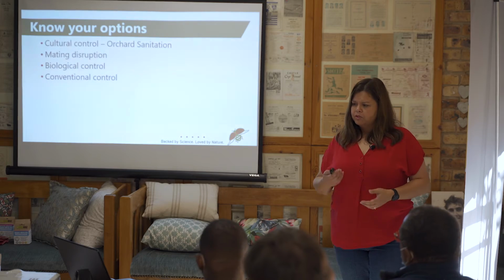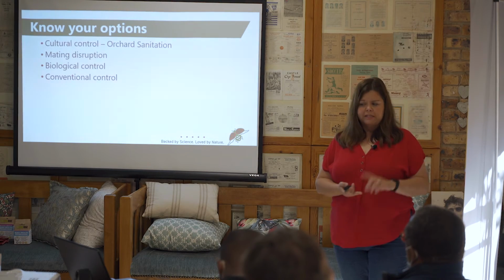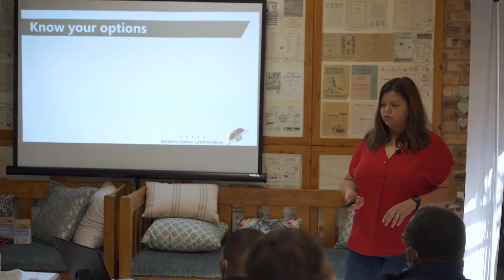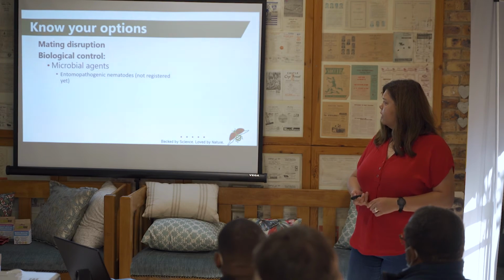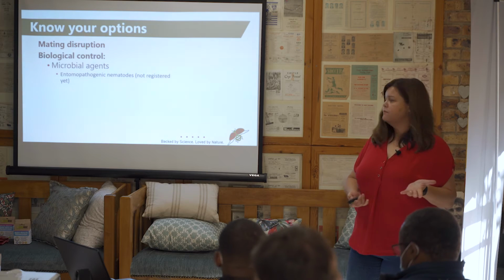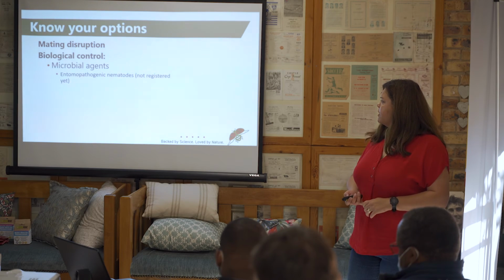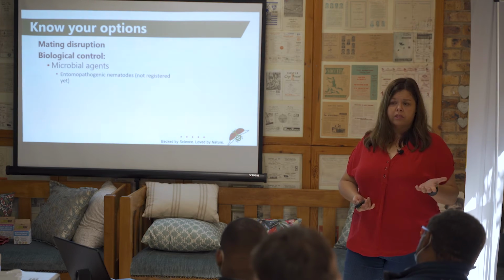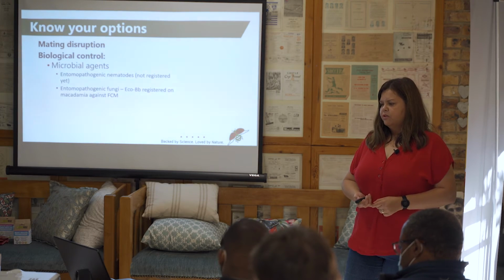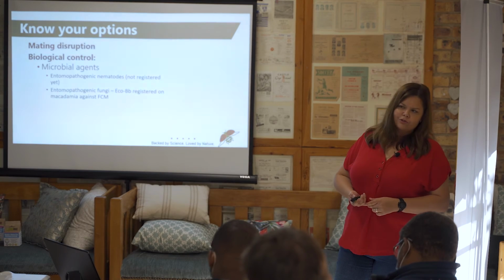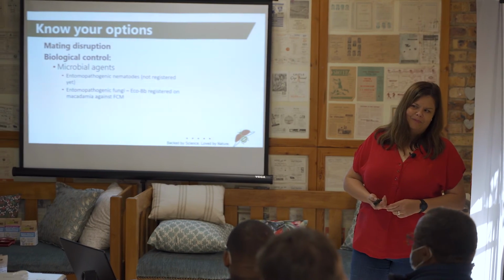Back to FCM, so you've got your cultural control, mating disruption, biological control, and your conventional. So on your biological side, specifically against FCM, you've got your entomopathogenic nematodes, which aren't registered yet, but there's a lot of research being done on it. Entomopathogenic fungi. I don't know, do you want to say something about that?